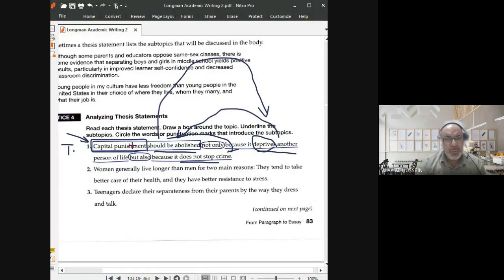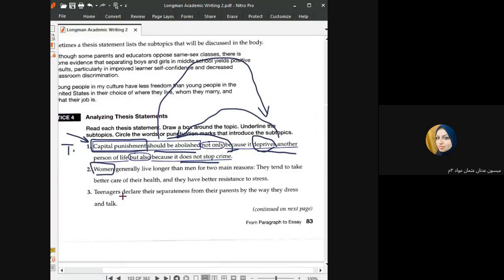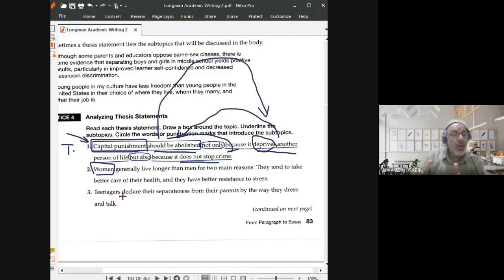إذا جينا الجملة number 2, women, we are talking about women in comparison to men. So women is the topic. Where is the main controlling idea? ميسون عدنان. نعم دكتور. Live longer than men. Excellent. Live longer than men.